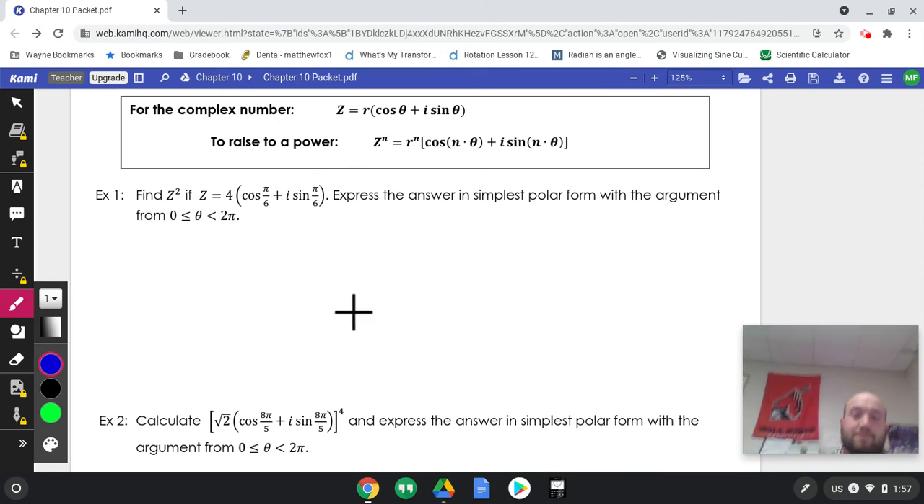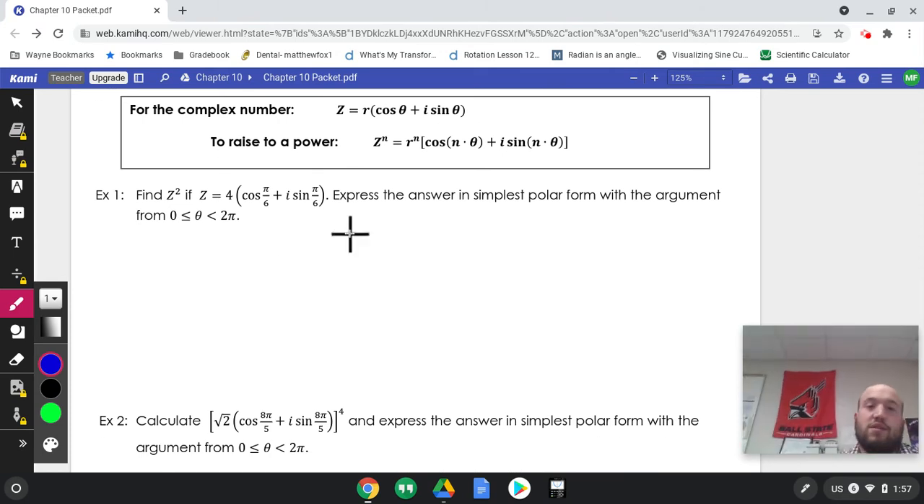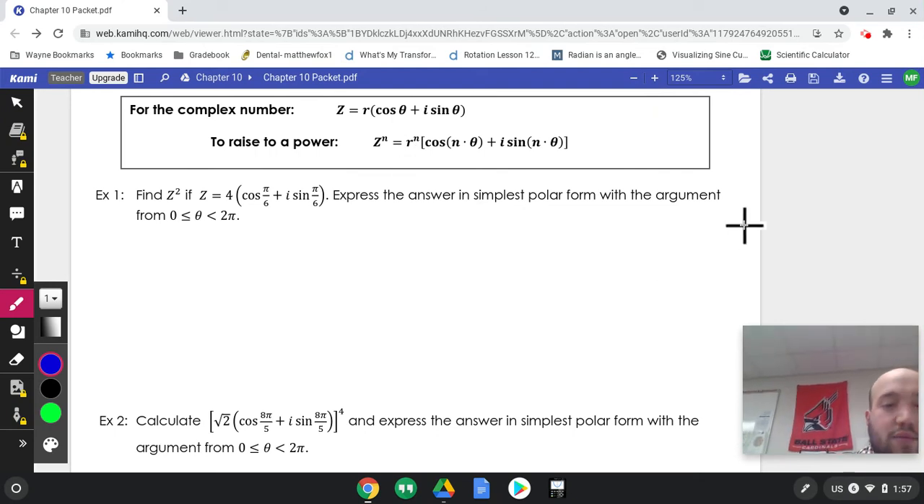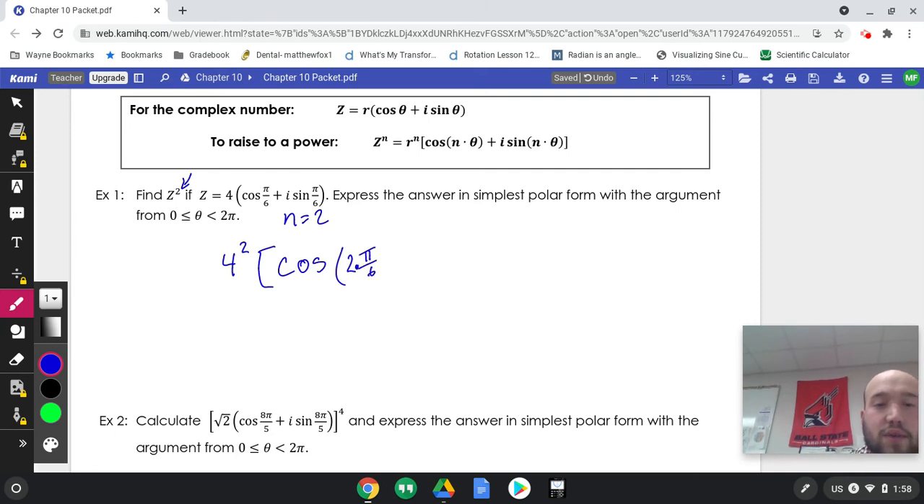Z to the second will equal r to the n. So the first thing I'm going to do is write down my n. N equals 2, I got that from right here. So r to the second, 4 to the second, goes at the front. Now we're going to have the cosine of 2 times pi over 6, because it's whatever n is times theta. And that same thing will be there for sine.